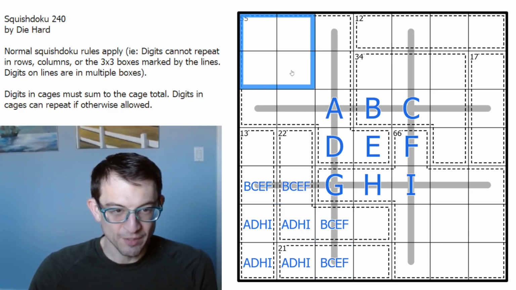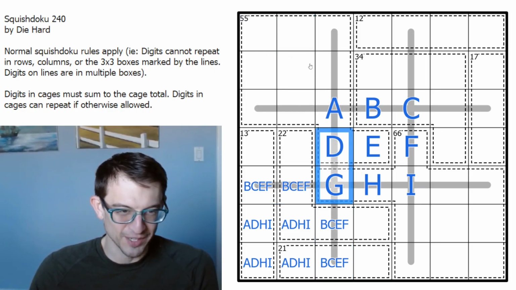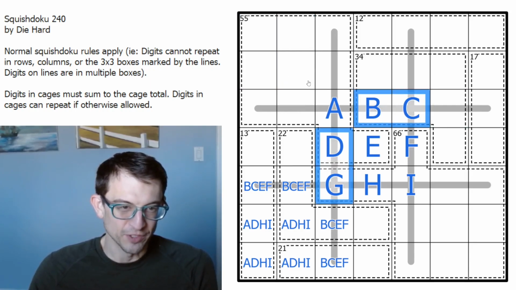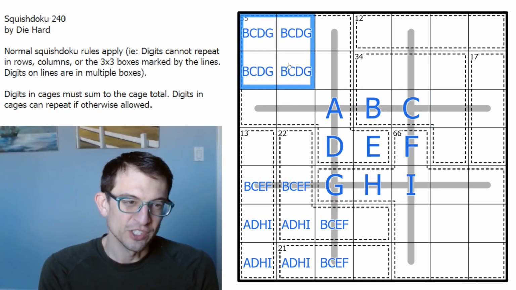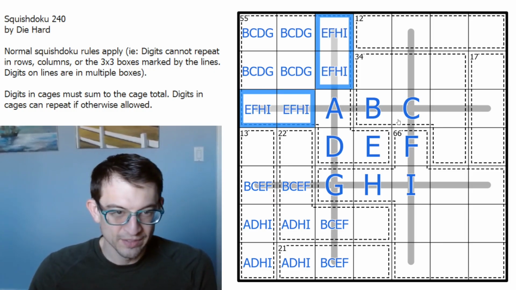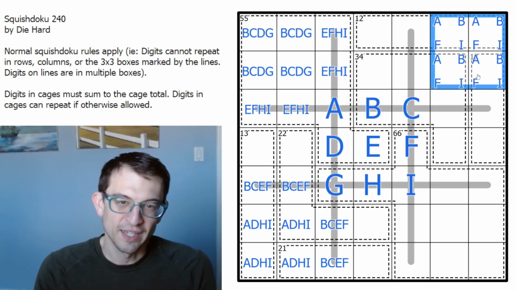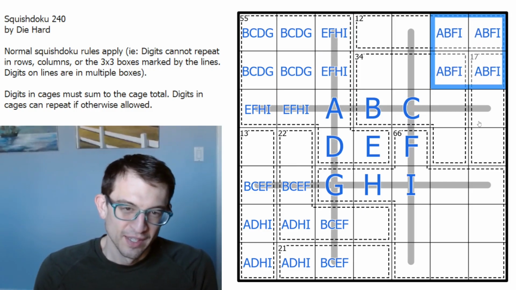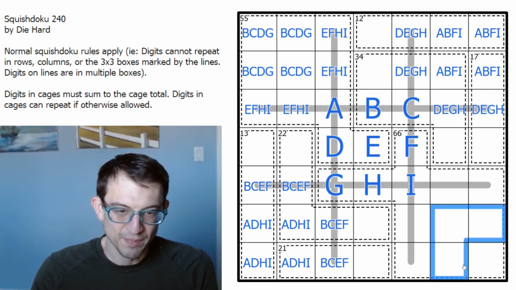And I can do the same thing with these other corners. In my head, I don't know if this is the best way to think about it, but I think about it as these wings kind of have to point into the center. So these are B, C, D, and G, and that leaves E, F, H, and I on the wings, on these legs. In this corner, I need A, B, F, and I. And then these are what's left: D, E, G, and H. Same thing down here.